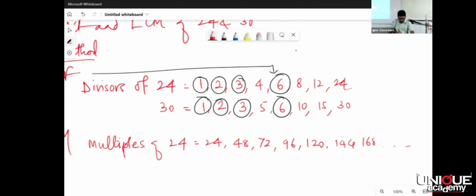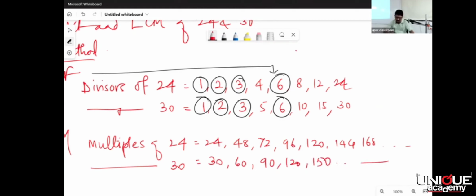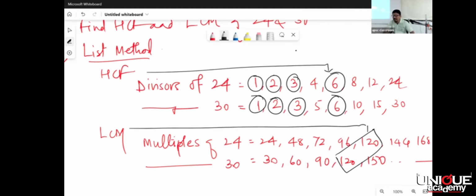Okay. So multiples of 30 are 30, 60, 90, 120, 150, and so on. We have to stop here at 120 because it is common to both, and only the first one, the smallest one. So their LCM is 120. Are you getting me?